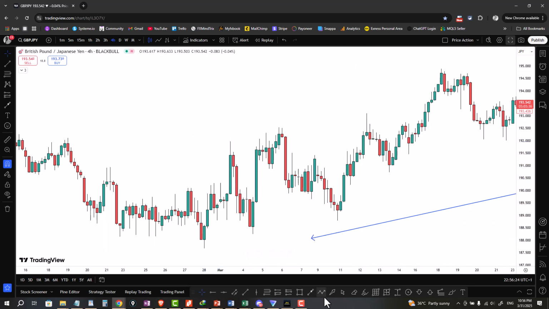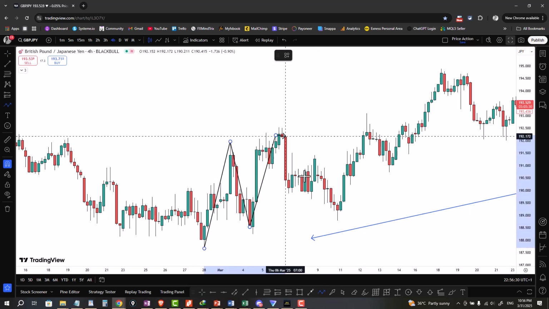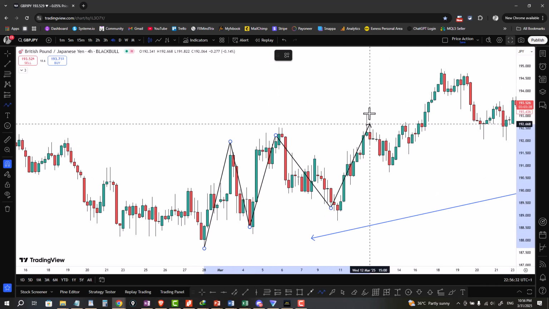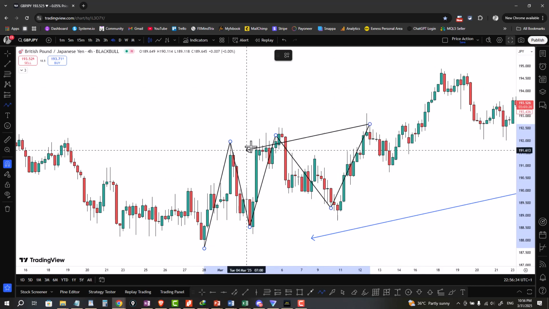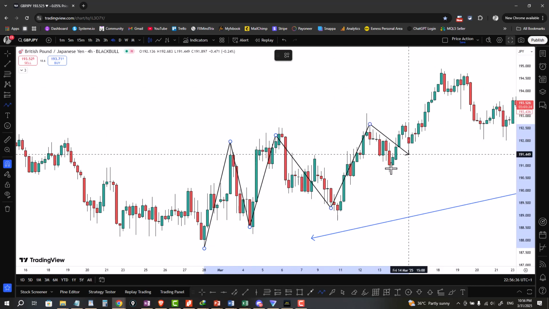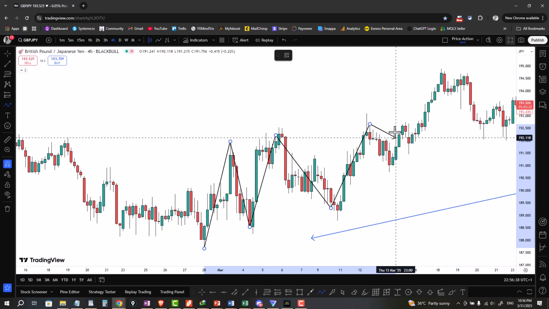Remember, this market is in an uptrend. Why do I say it's in an uptrend? It's because it's forming higher highs and higher lows. Remember, higher highs and higher lows. But when all of this was happening, this price action hadn't happened yet.